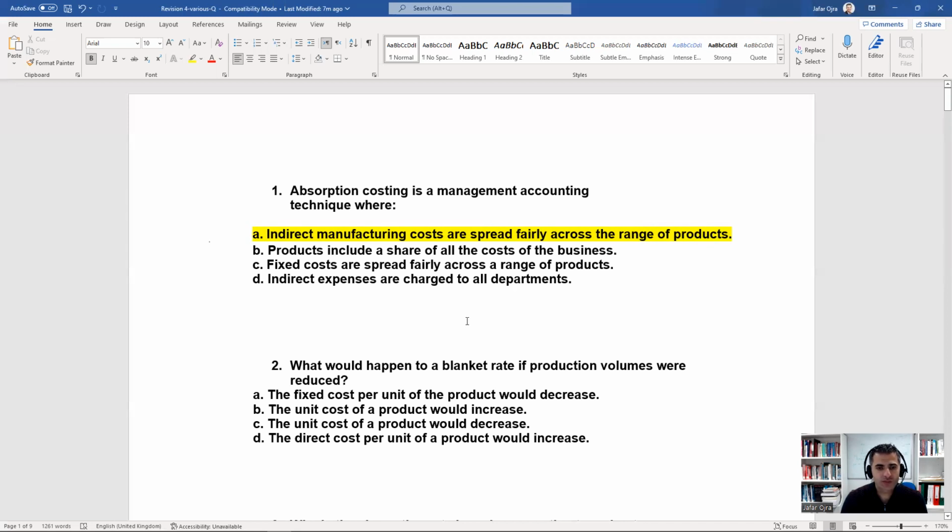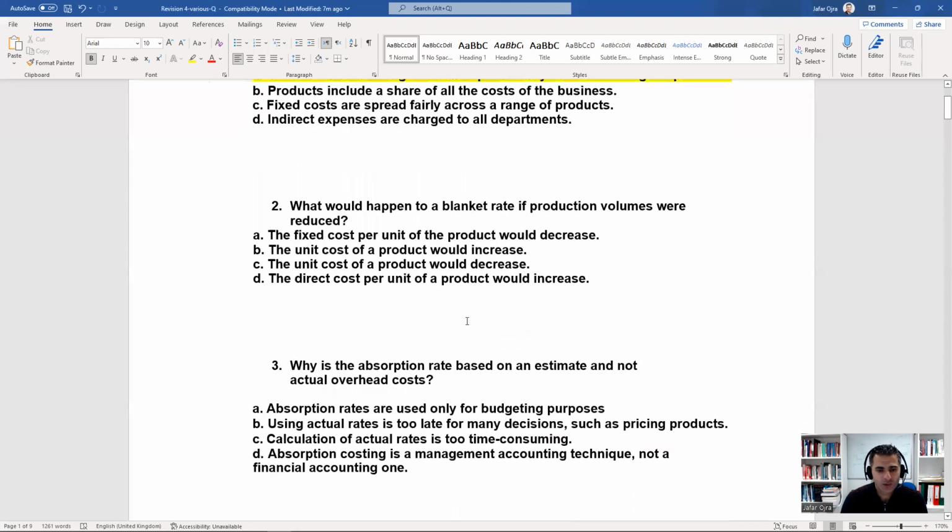Let's move to question number 2. What should happen to a blanket rate? A blanket rate is similar to an overhead absorption rate, but it is applied in general, using budgeted overhead overall. The OAR, overhead absorption rate, targets each department to be more specific and more accurate, but a blanket rate is just general, so it's not really accurate.